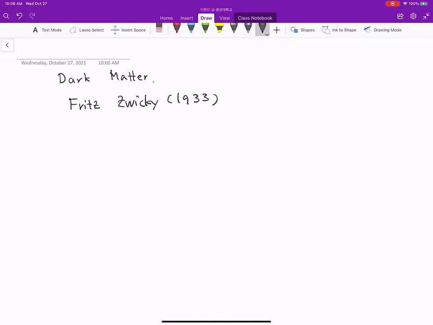Fritz Zwicky in 1933, the Coma cluster. From there, he measured the dispersion of the velocities to infer the total mass of the Coma cluster. So the total mass will be according to the virial theorem.